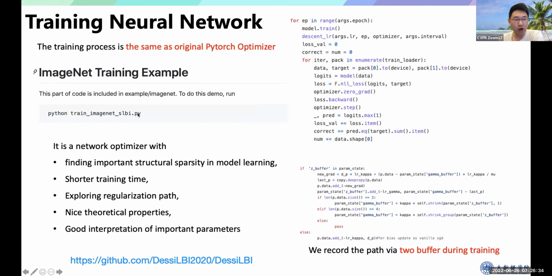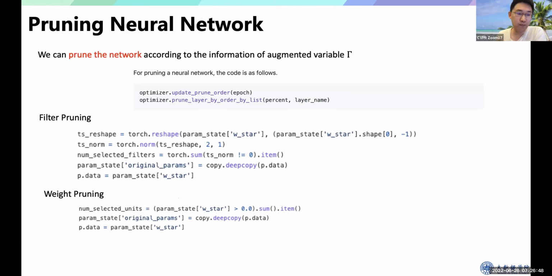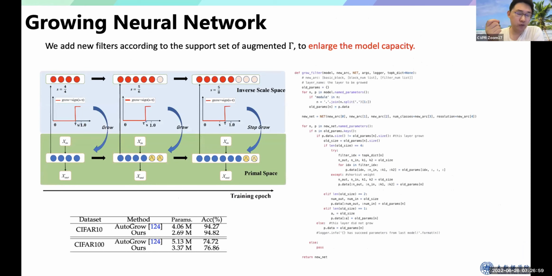And our network optimizer can find important structural sparsity, has short training time, can explore the regularization path, and has a lot of interesting properties. We can also give the script to do network pruning. Basically, by using the information from the augmented variable gamma, we can do the network pruning.